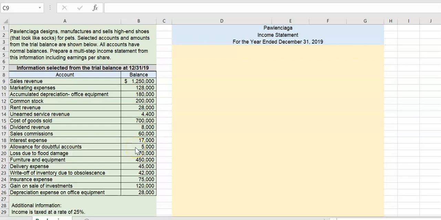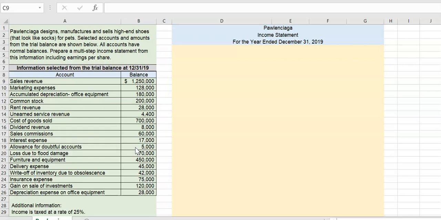In this video, I'm going to work through the example that we would have gone through in class where we put together a multi-step income statement, and we need to know how to account for each item, whether it's part of operating expenses, non-operating items, or other. The company that we have here is Balenciaga.